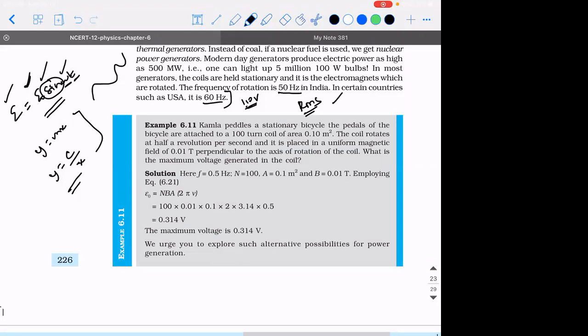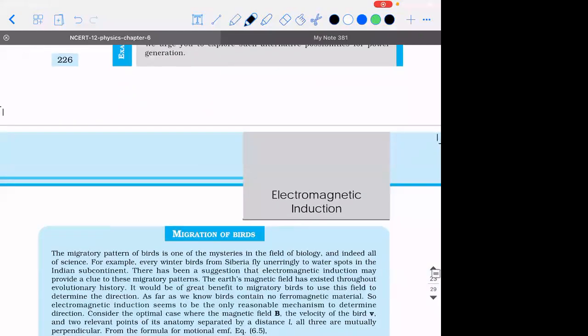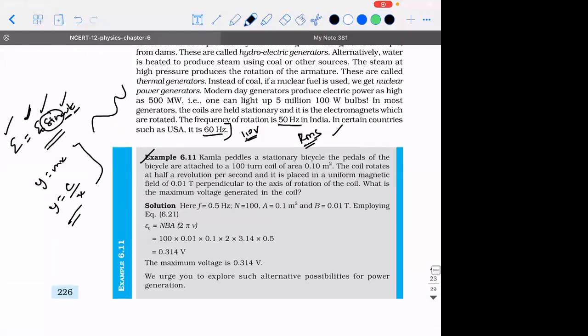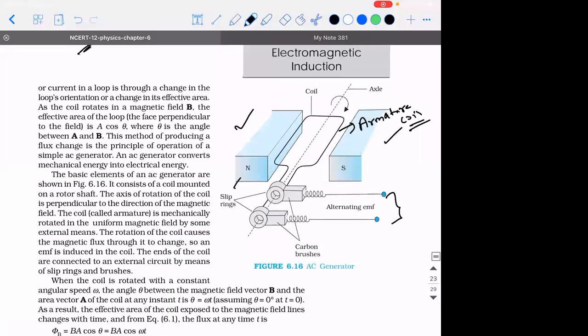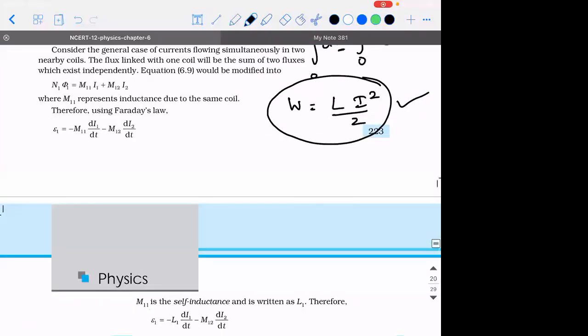So again, this problem is simple. I want you guys to try it out. There is nothing for me to teach. In tomorrow's class, we will see eddy currents and example 6.10. Then in the next half an hour, we will start alternating current basics. So meanwhile, keep revising.